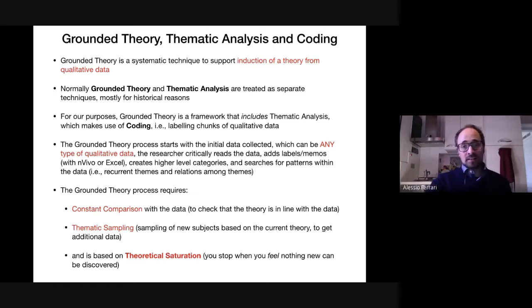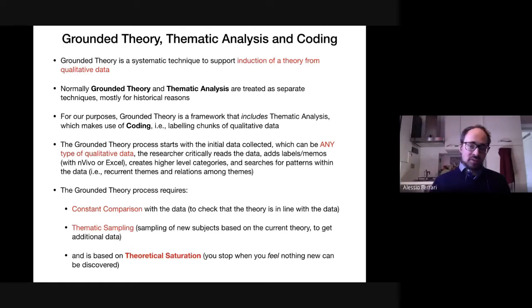A remark that we are using an inductive process. So we start from the data and we want to build a theory. In the literature, as I said also in the previous lecture, grounded theory and thematic analysis are treated as separate techniques, but this is due mostly to historical reasons. There are different schools of grounded theory, and thematic analysis is a strategy that doesn't have a very clear structure like grounded theory has.